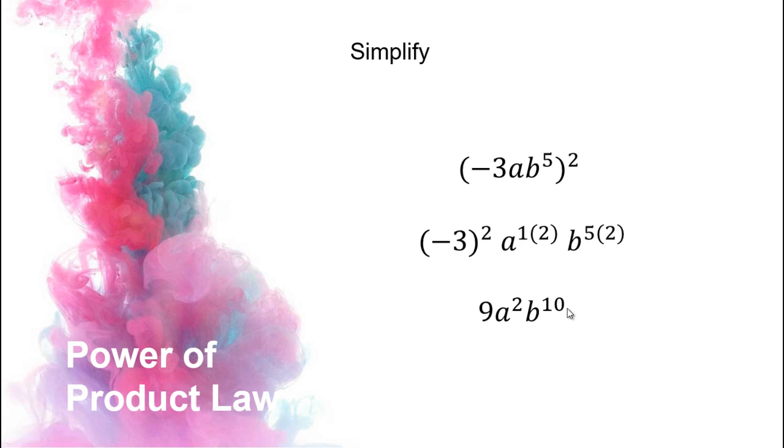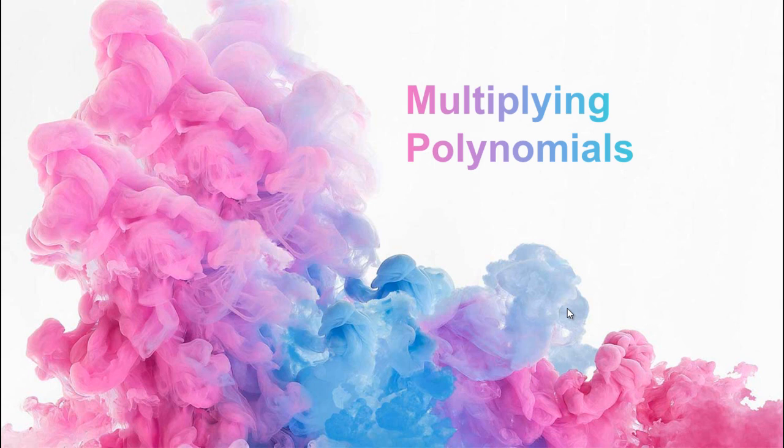And that is how you do the power of a power law. Now, we can proceed to multiplying polynomials. I'm sorry. What we just did was multiplying a monomial by a monomial. There are cases in which we are going to multiply a multinomial by a binomial, by a monomial, and so on. So for better understanding, like this.